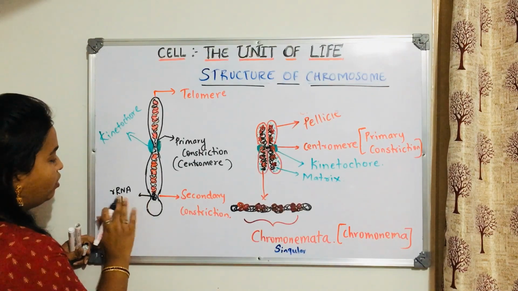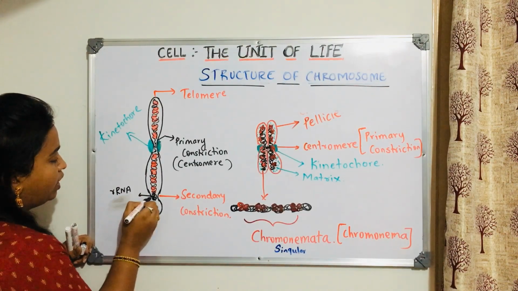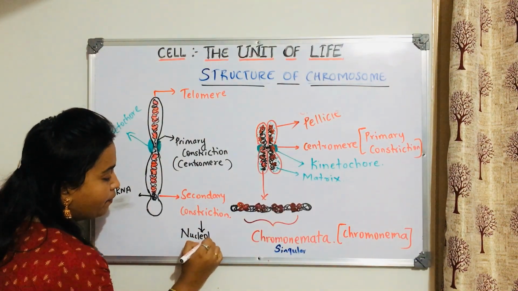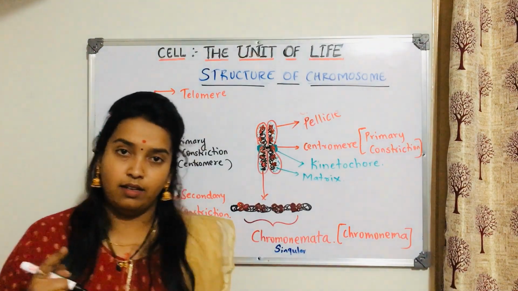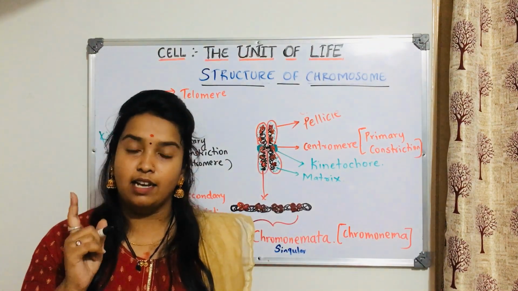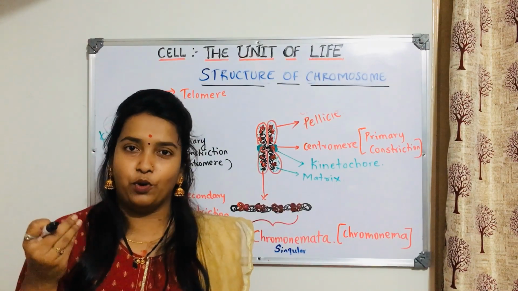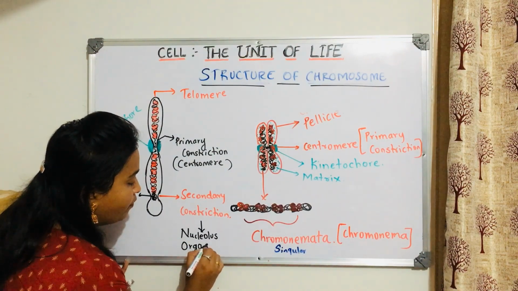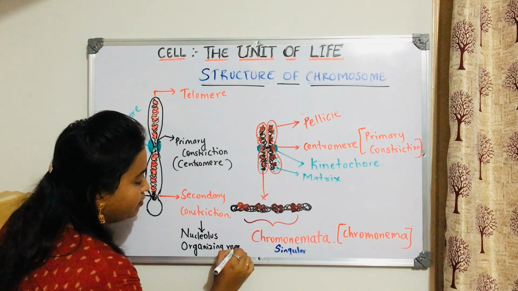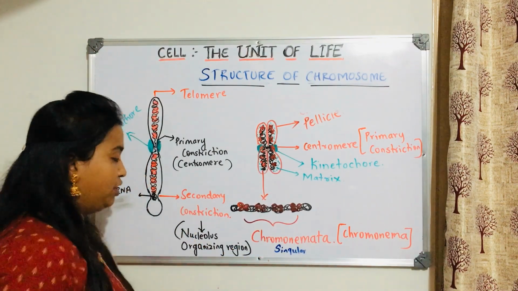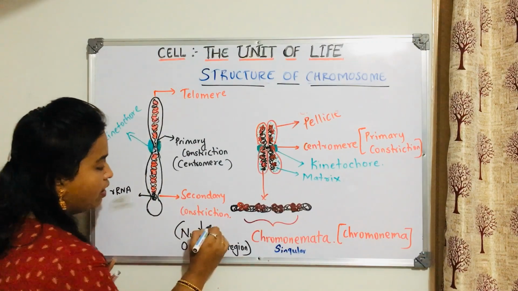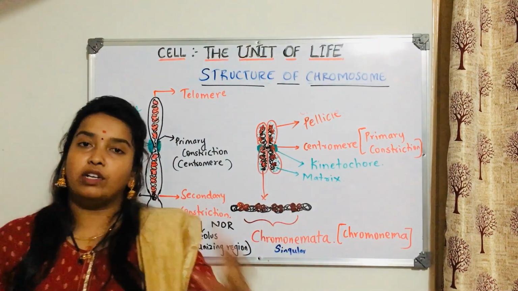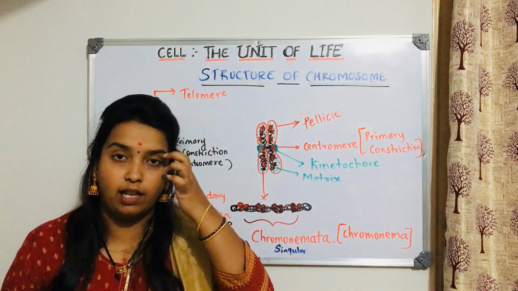We call this area, this secondary constriction, usually it helps in what? This is nucleolus, because rRNA is produced where? In the nucleolus, right? We have already done that. Nucleolus is called the ribosome factory, I told you. So it is called the nucleolus organizing region or organizer region. NOR, N-O-R. Secondary constriction may have some other functions also, but usually secondary constriction type 1, there are different types again.